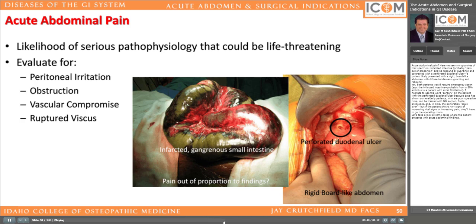I hesitate to use the word surgery on the patient with the perforated duodenal ulcer because data has shown that some elderly patients who are very poor operative risk can be treated with nasogastric suction, IV fluids, intravenous antibiotics, and in time the perforation actually will seal over. But if the patient shows any signs of worsening vital signs or increasing pain, they'll have to go to the operating room regardless. So let's take a look at some cases where the patient presents with acute abdominal findings.